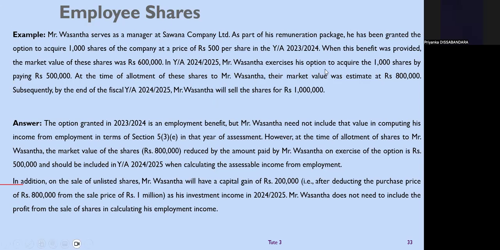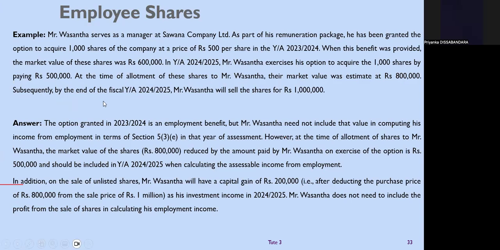Mr. Vasantha exercises his option to acquire the 1,000 shares by paying 500,000. That means 500 per share. So he purchased these 1,000 shares by paying 500,000, while the market value of the shares was 600,000. At the time of allotment of these shares to Mr. Vasantha, their market value was estimated at 800,000.